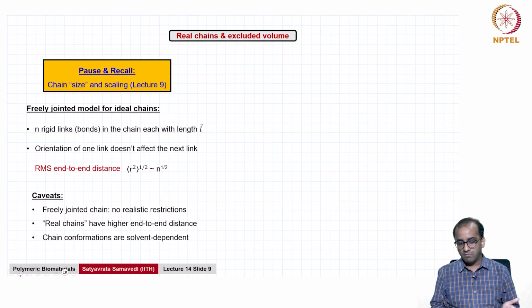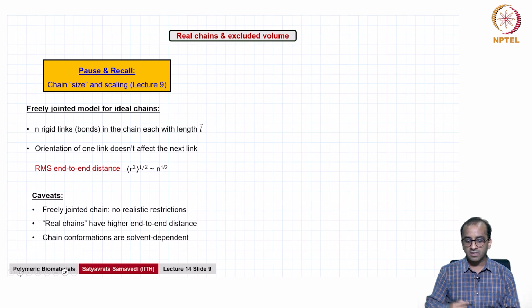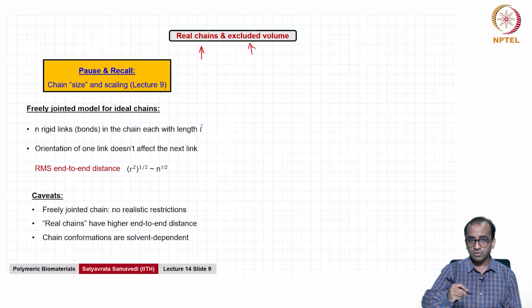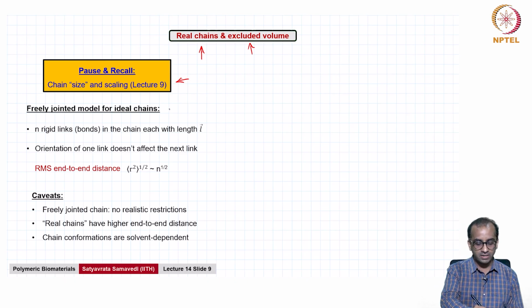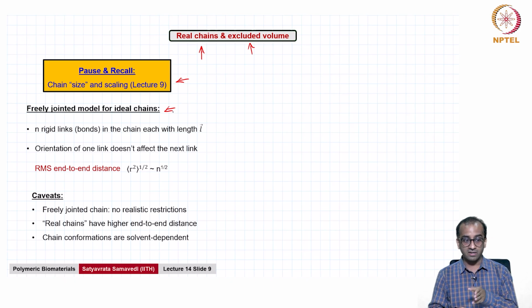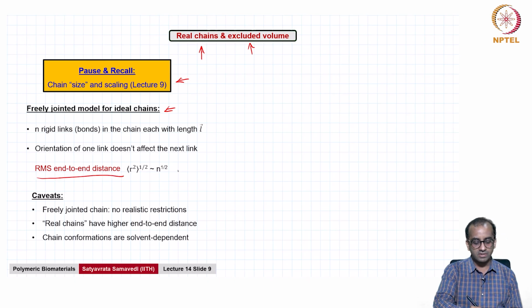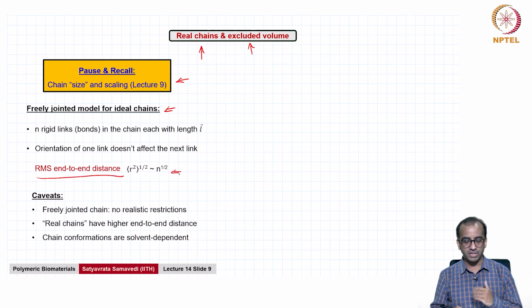Now, when you really want to think about dissolution, you are looking at real chains and excluded volume effects, right? And again, we have seen these in much more detail in lecture 9. So, I am just summarizing some of those key ideas from lecture 9. For details, I would encourage you to look at the idea of chain size and scaling from lecture 9. So, just to recap, the freely jointed model for ideal chains involves n rigid links, each with length L, and the orientation of one link doesn't affect the next link. So, the root mean square end-to-end distance scales as n to the half.